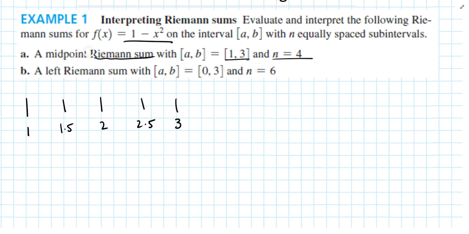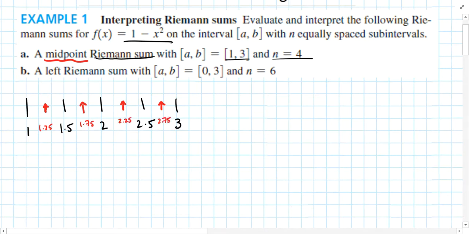Now, because part A is a midpoint Riemann sum, I need to take the height of the function at the middle in between these two boundaries and use them to define the height of the rectangles. So now I'm talking about x values of 1.25, 1.75, 2.25, and 2.75. Mentally, if you're aware of that, then computing the Riemann sum is going to be a little bit more straightforward.